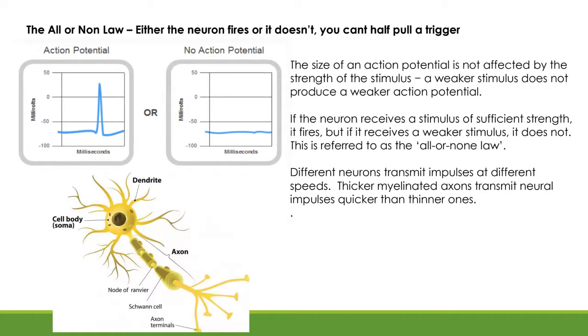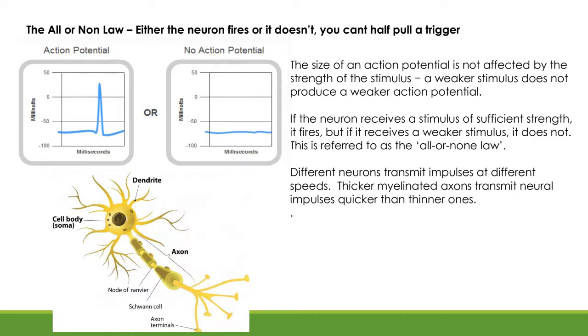Okay, so like we said, the all or none law. Either the neuron fires or it doesn't. You can't half pull the trigger. So it's got to build up to that action potential in order to fire. Like we said, the size of the action potential is not affected by the strength of the stimulus. So the stronger the stimulus, it doesn't mean a stronger action potential. If the neuron receives a stimulus of sufficient strength, it fires, but if it receives a weaker stimulus, it does not. All or none, we said that.